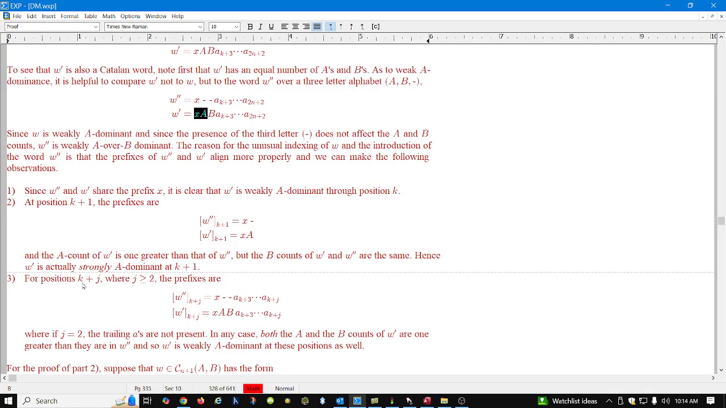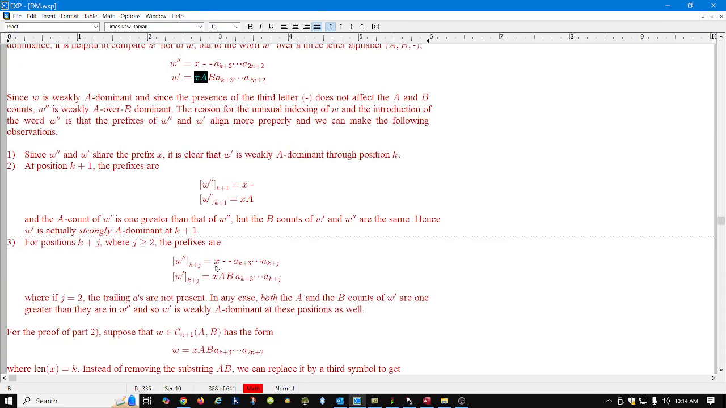For subsequent positions, K plus J, where J is at least 2, so just beyond K plus 1, these are the prefixes. So we run from X up to K plus J in both cases. We have the two hyphens in W double prime, and we have AB in W prime. Now, if J is equal to 2, there aren't going to be any of these. So we'll have just X hyphen hyphen, and here we'll have just XAB. That's fine.